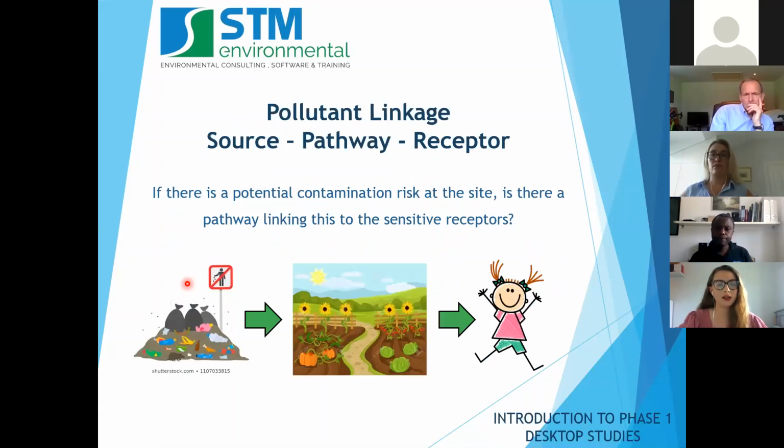The next two slides show how contamination within the soils can impact these receptors. This is called a pollutant linkage, which involves the source, the pathway, and the receptor. In this diagram, you can see that there is a contamination source which is able to get to the sensitive receptor as they are growing vegetables which they will then eat. Therefore, the source is the waste, the pathway is the vegetable, and the receptor is the little girl.